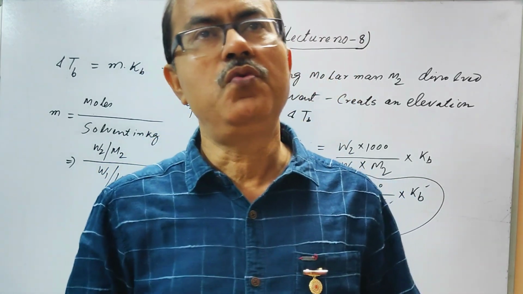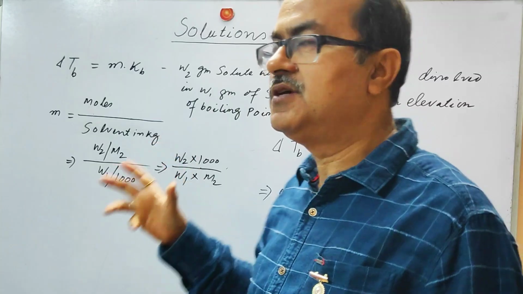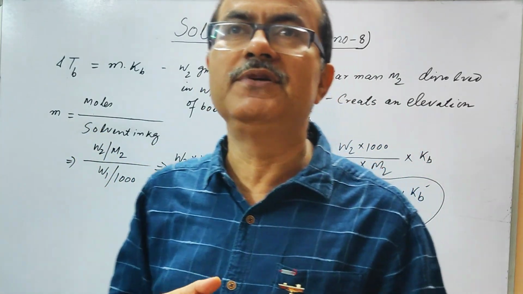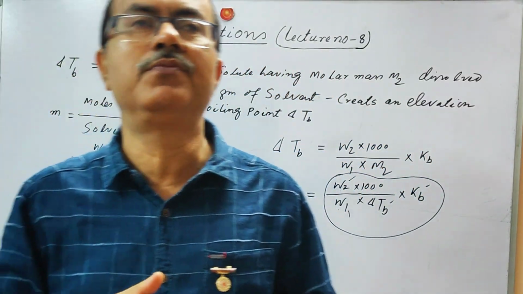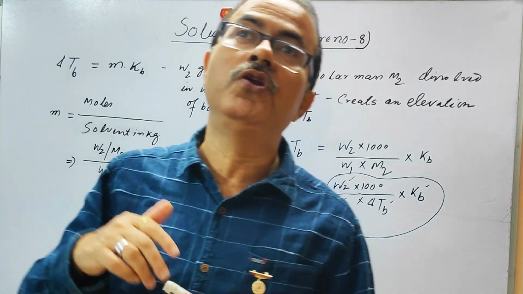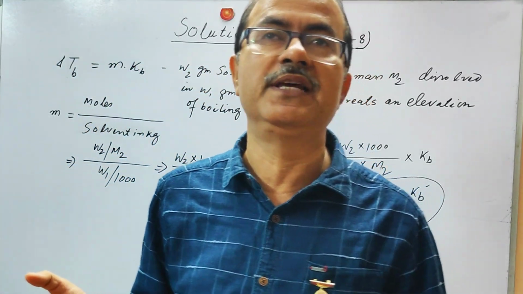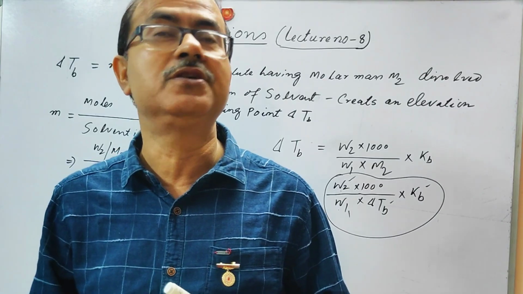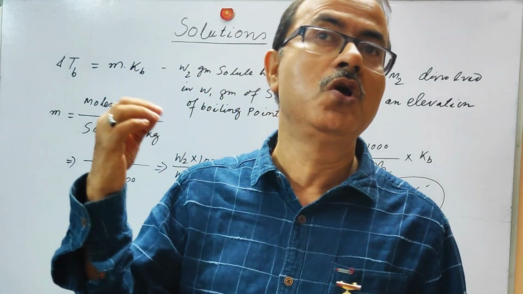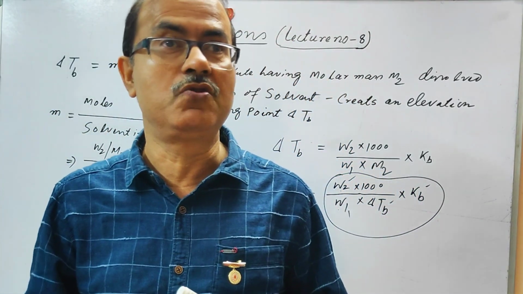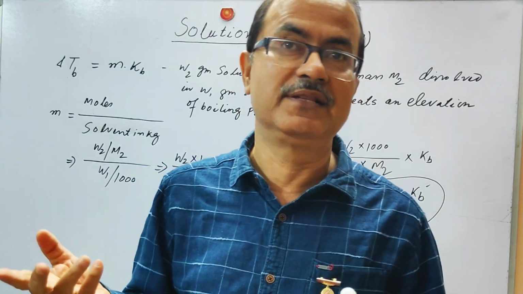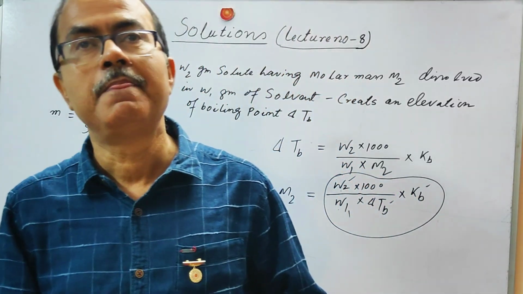So this is from this colligative property, that is elevation of the boiling point. One thing that we have to remember: the elevation of boiling point is a colligative property, but boiling point is not a colligative property. Elevation of the boiling point is the colligative property, because it depends on the number of particles, not on the nature of the particles, right?